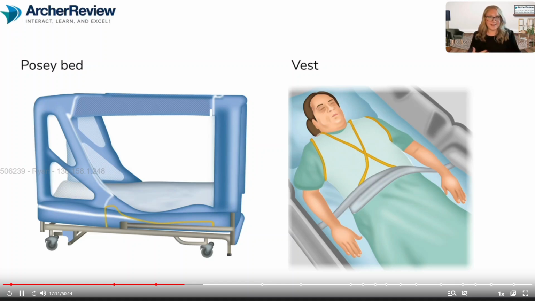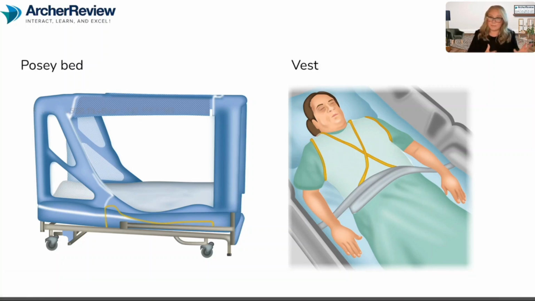What is common, especially in the world of pediatrics, is a posey bed or a posey crib, which is a bed or a crib with this mesh surround that keeps the pediatric client in their crib or in their bed so that they can't actually get up and get out. So, again, if they're violent, probably not the best option. But if they're delirious, trying to get up, trying to escape, it will keep them contained.